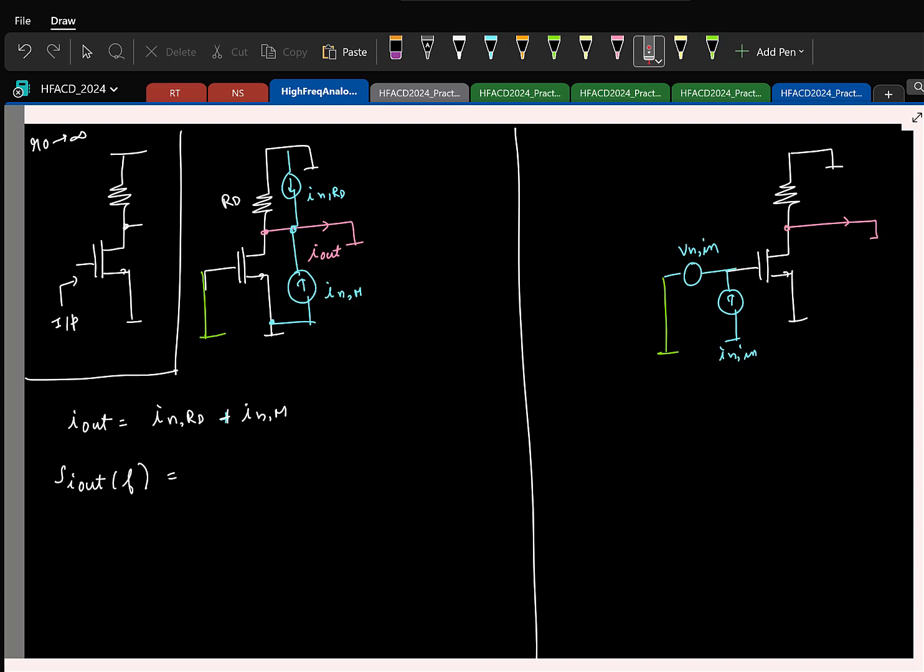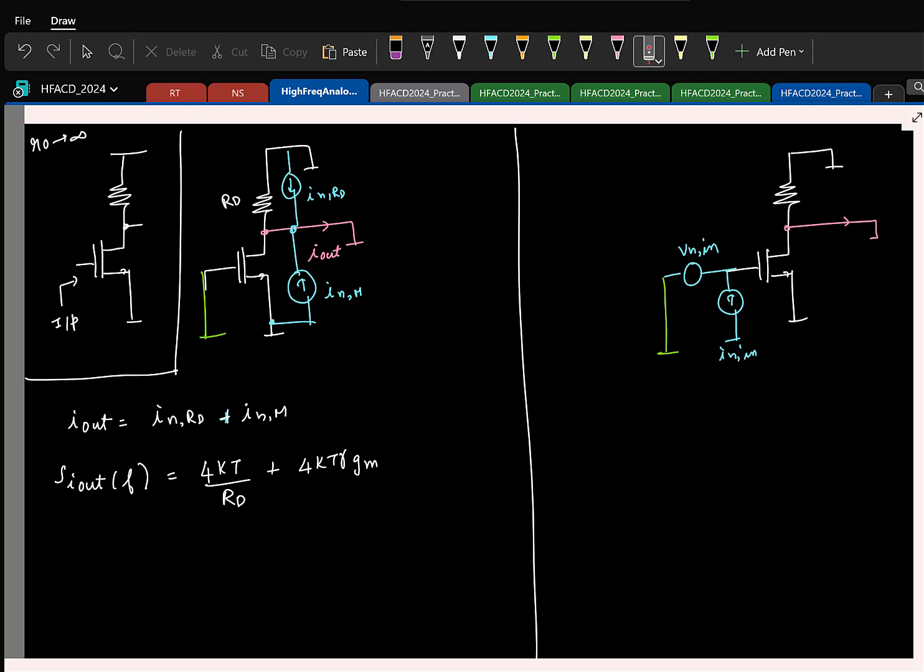What is the power spectral density of the resistor's noise current? It's 4 kT by RD. I mean, the output short circuit current is the sum of these two currents. So power spectral density will be the sum of the two power spectral densities. Again, that is because the two noise sources are uncorrelated. So I can directly add their powers. So this is the power spectral density of the resistor's noise current. For the transistor, it is 4 kT gamma times Gm. Okay. So here we have found this.